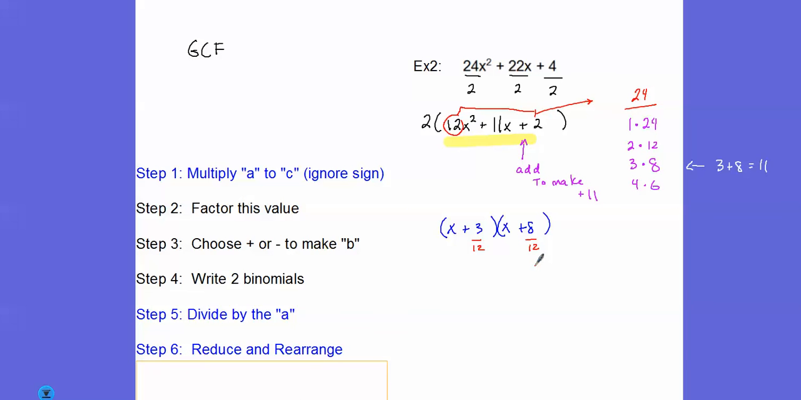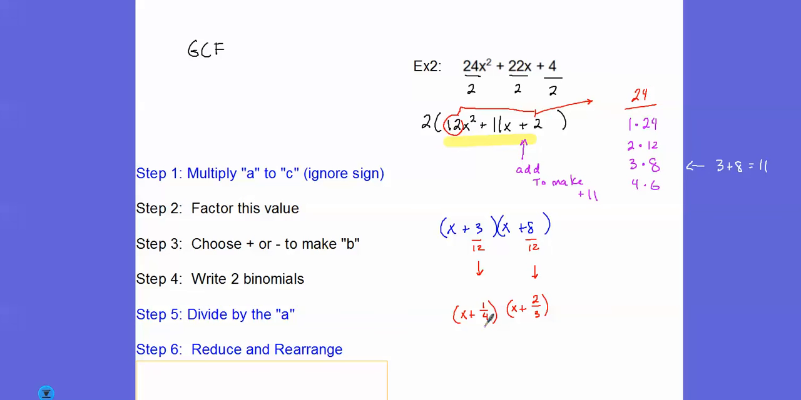So this fraction here actually will reduce. Both the top and the bottom could divide by 4. So this will actually become 2/3 plus x. I'm going to leave it inside its binomial temporarily. This will actually reduce to 1/4 plus x. And again, I'm just reducing it. Then what I'm going to do is to rearrange.